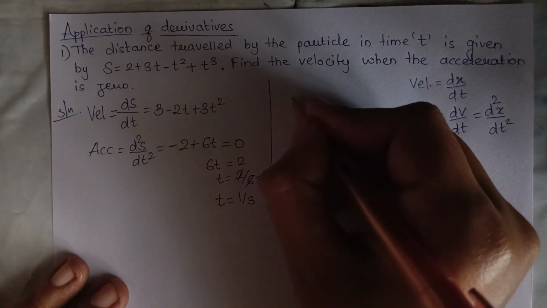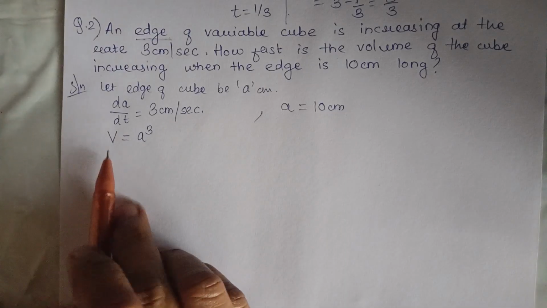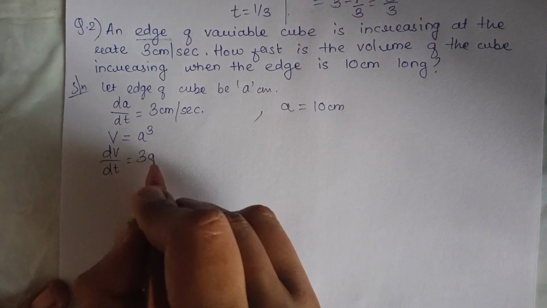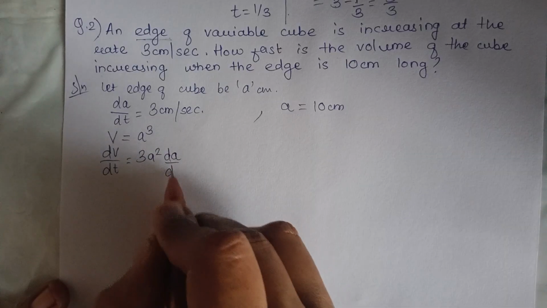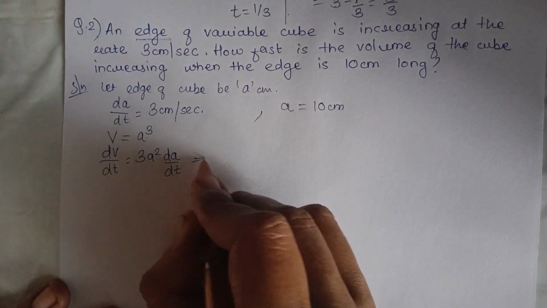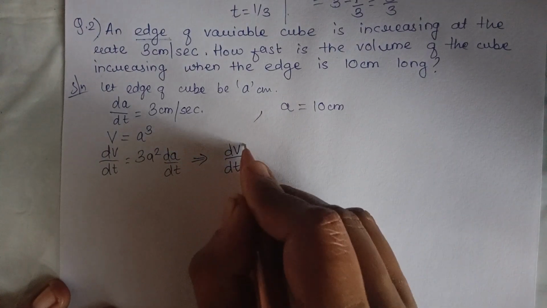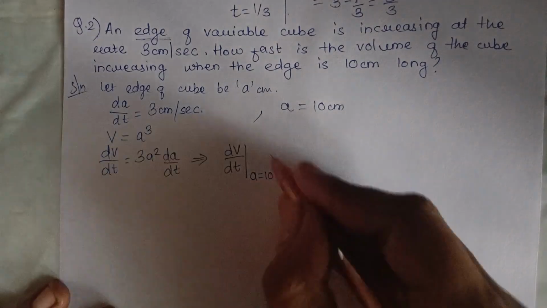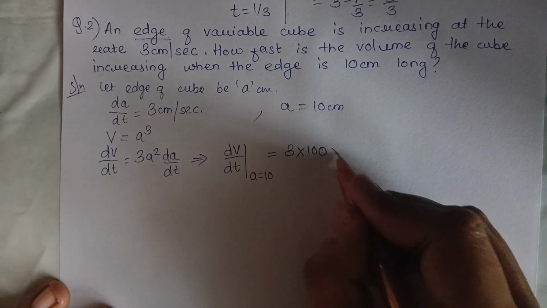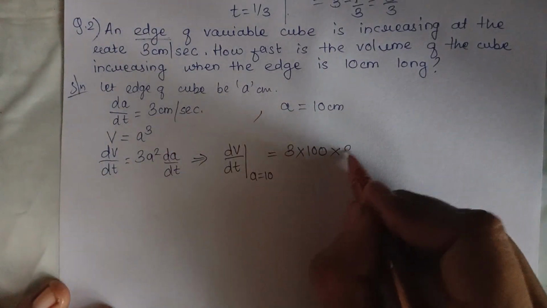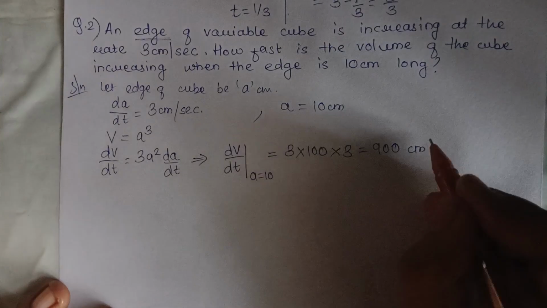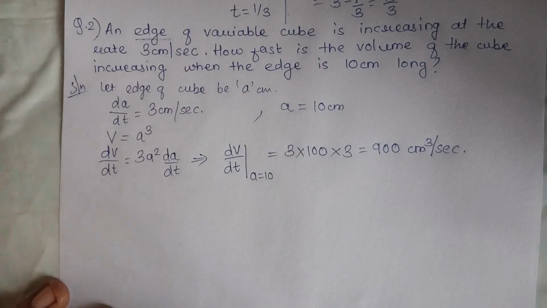We have to differentiate this: dV by dt is 3a square into dA by dt. Now a is given, so we can write dV by dt when a is 10 centimeter. We can substitute 10 square, that is 100, and dA by dt is also given as 3. So this is 900 centimeter cube per second, since this is volume.